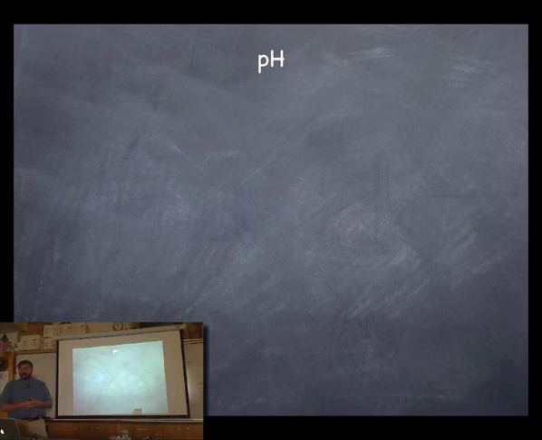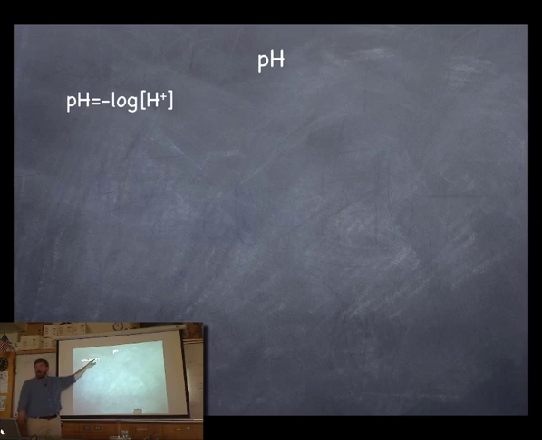pH is simply a way to measure the hydrogen ion concentration. It's a logarithmic scale so that you can express a really wide range of concentrations with very few little numbers. So pH literally is simply defined as the negative log of the hydrogen ion concentration. That means that a factor of 10 change in the hydrogen ion concentration will drive a factor of 1 change in the pH.